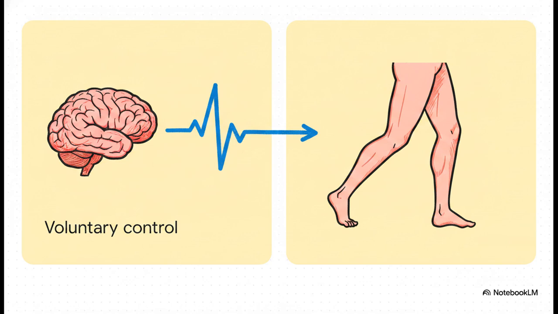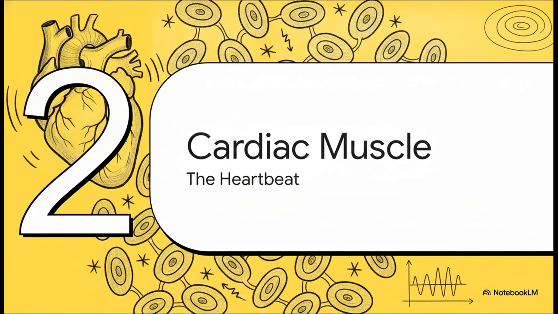And here's the best part. This brilliant biological setup is entirely at your command. Skeletal muscle is all about voluntary action. It operates under the strict, conscious control of your somatic nervous system. So whenever you decide to take a step, an electrical impulse from your brain zips down your spinal cord and tells these specific, parallel, striated fibers to contract. Just like that.